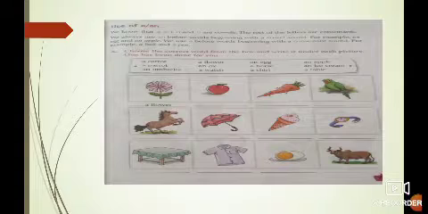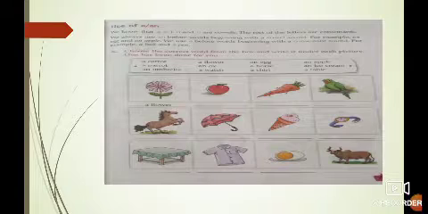Now, see, pictures are given. We have to write its name with A or an. See, the first one is done. First picture is of flower. Flower starts with letter F. F is a consonant. So before flower we use A.